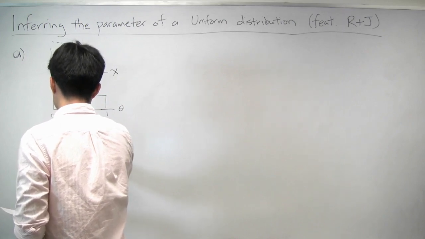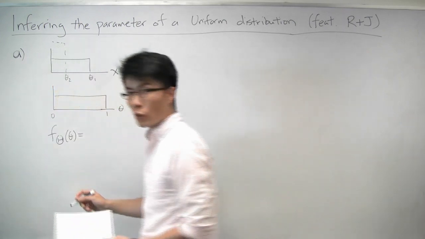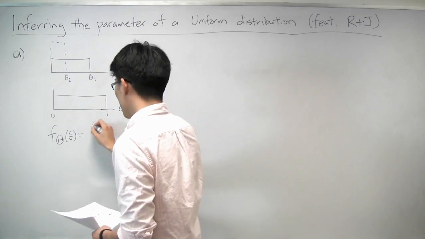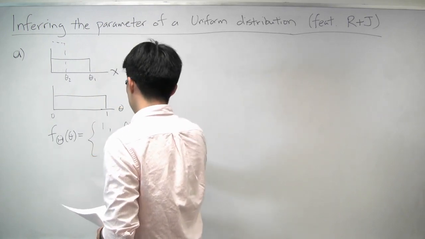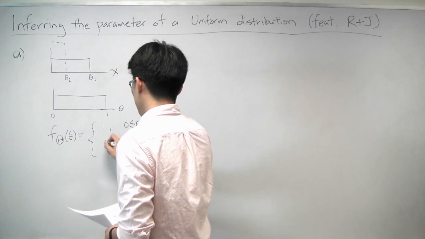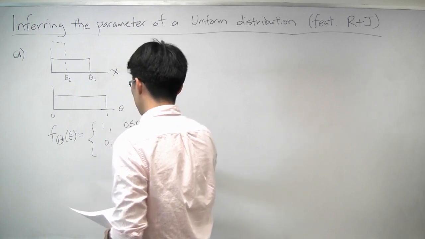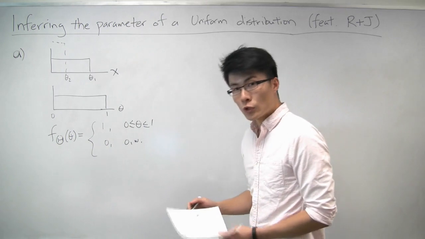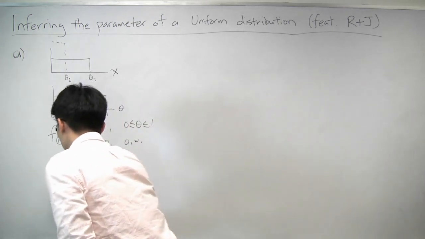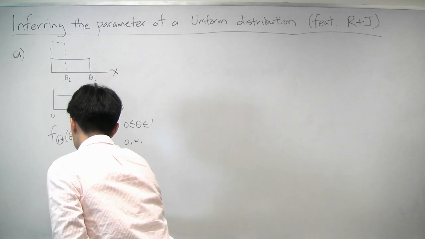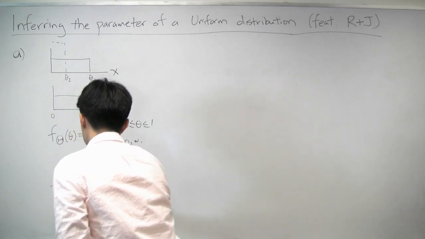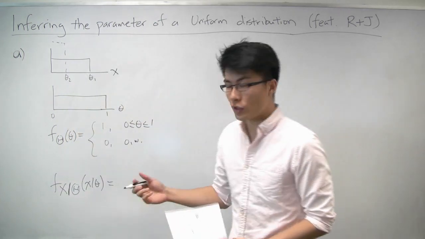Okay, so let's actually write out what these distributions are. So theta, the unknown parameter, we're told in the problem that we're going to assume that it's uniformly distributed between 0 and 1. And so the PDF is just 1 when theta is between 0 and 1, and it's 0 otherwise.